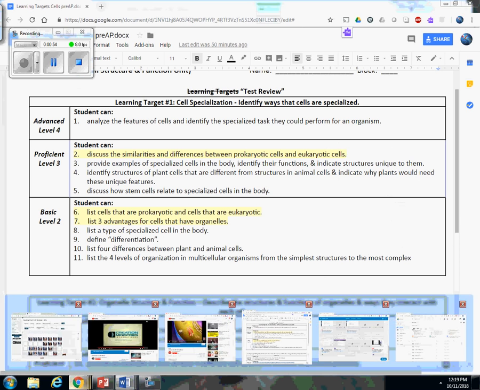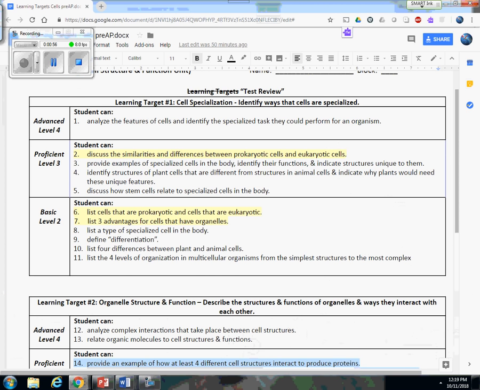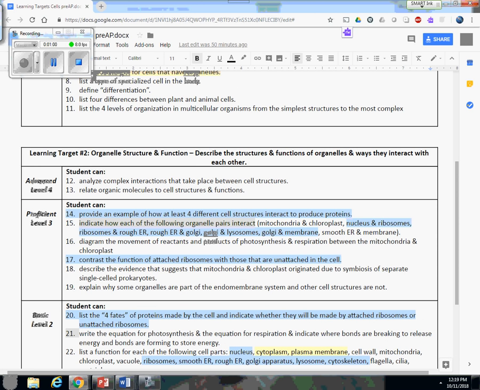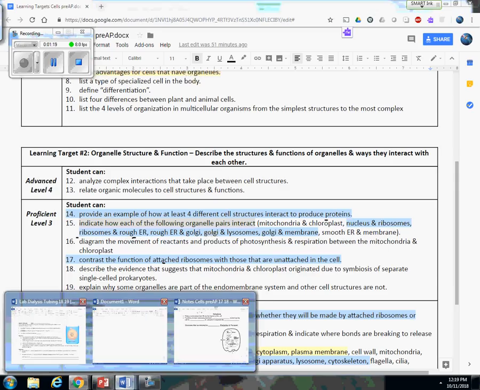With your learning targets today, the ones that are in yellow are the ones that we covered first. And now we're going to get into the blue ones. So we're going to be talking about other cell parts. You can see that we're going to look at cell parts that produce proteins. We're going to look at things like the ribosome and the RER and Golgi and so on. We're going to look at the difference between attached and unattached ribosomes, and we're going to talk about after these proteins are made, where they can end up in the cell.